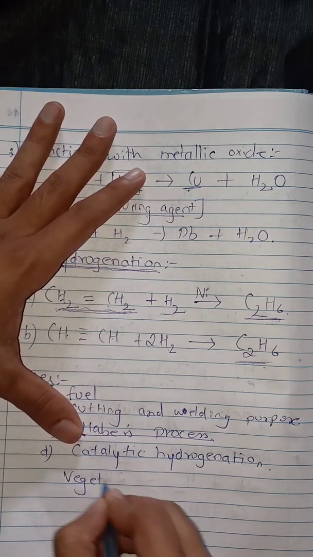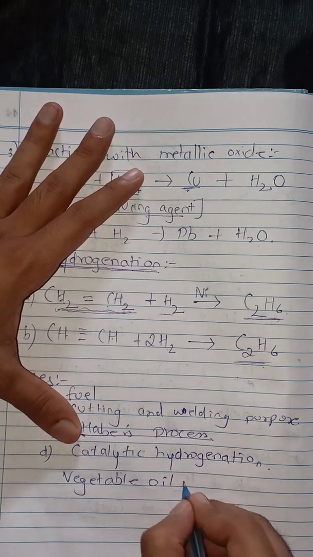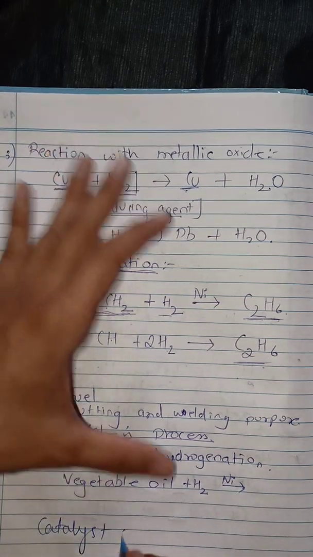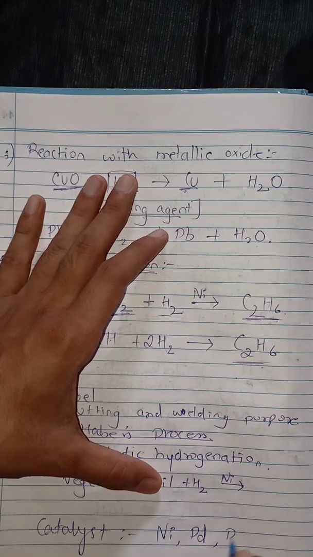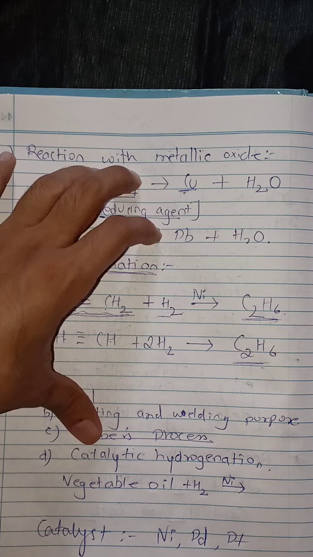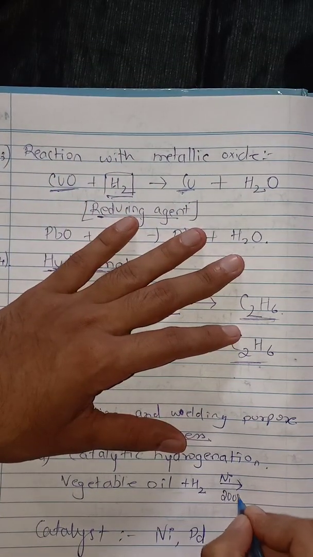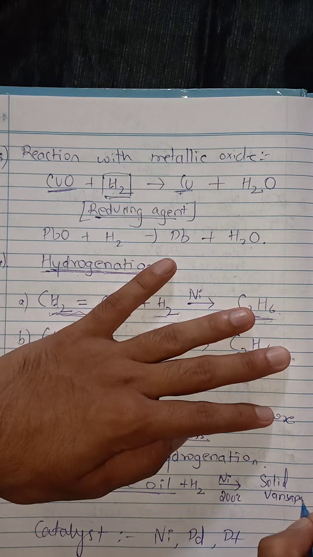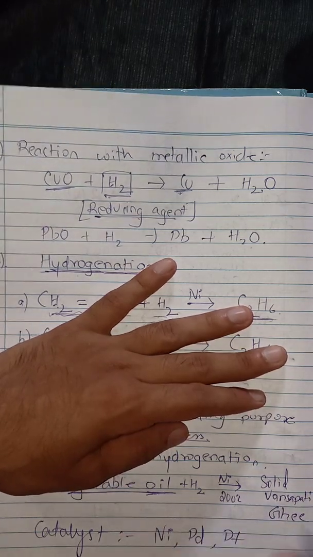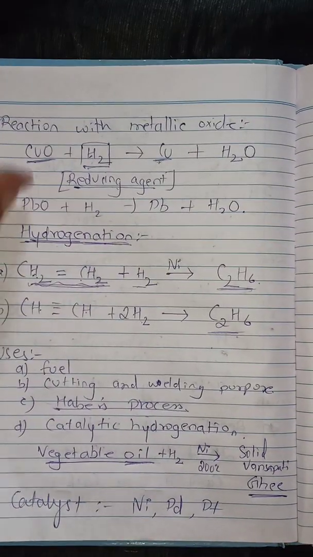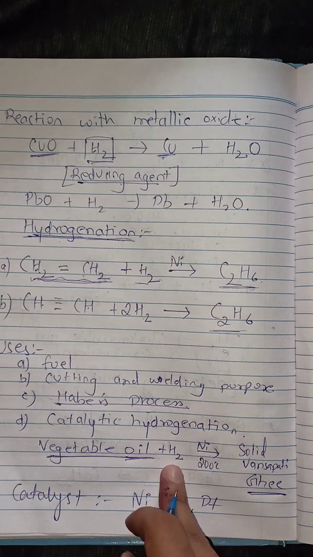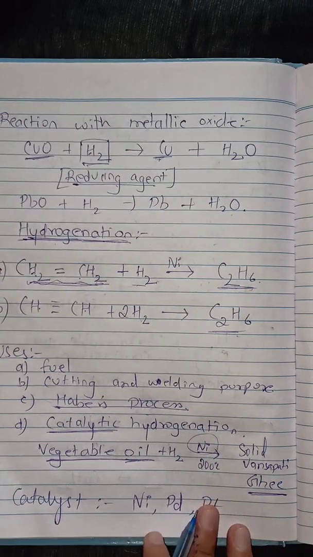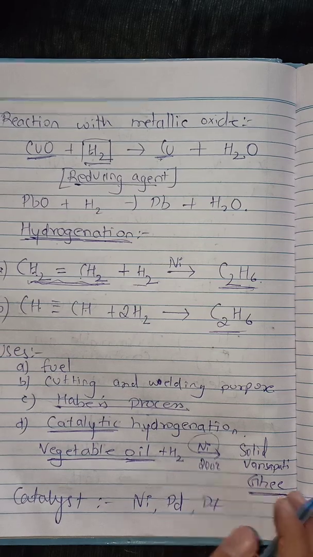See, I take vegetable oil. If I pass hydrogen gas in the presence of nickel, okay, the catalyst can be any of three, just name nickel, palladium, platinum, and at around 200 degrees Celsius, this oil will get converted into solid vanaspati ghee. See, oil is liquid in nature but ghee is semi-solid in nature. So how do we make ghee from oil? By passing this hydrogen gas. And why is this called catalytic hydrogenation? See, catalytic means why? Because we are using this catalyst. And hydrogenation means what? Addition of hydrogen.